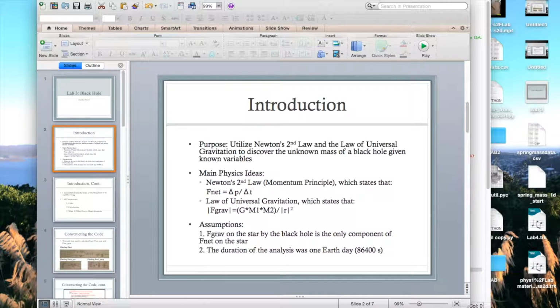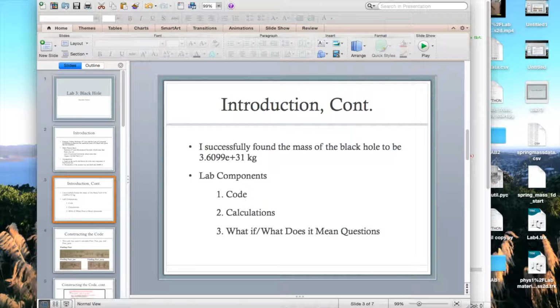Our assumptions for this lab were that 1. The force of gravity on the star by the black hole is the only component of net force on the star and therefore on the system. And 2. The duration of the analysis was 1 Earth day, or 86,400 seconds. I successfully found the mass of the black hole to be 3.6099 times 10 to the 31 kilograms.